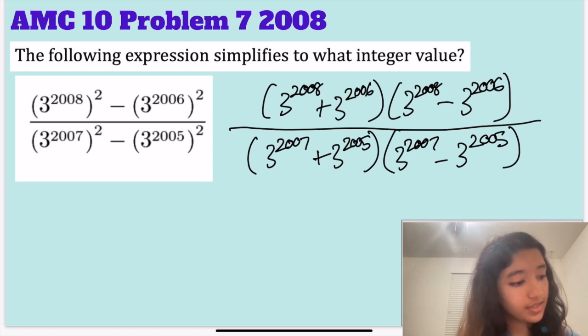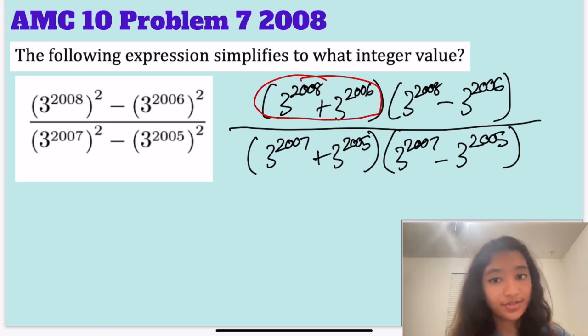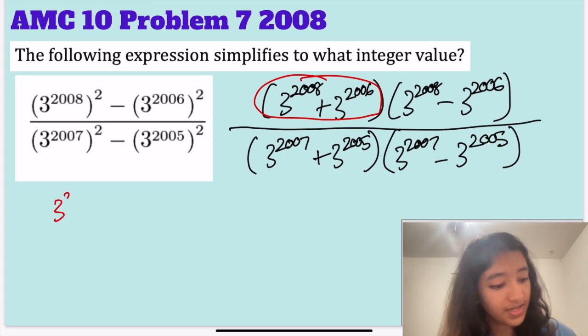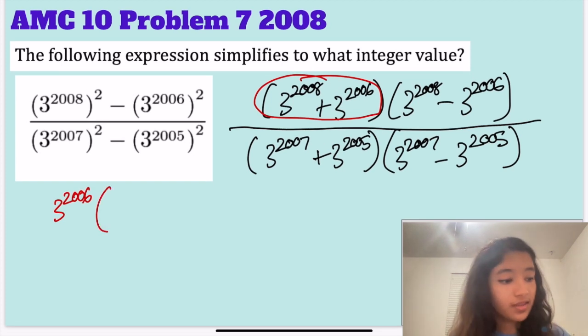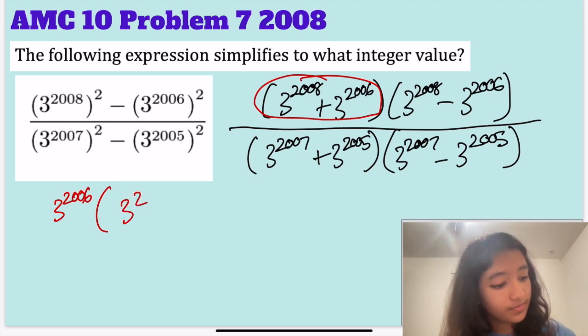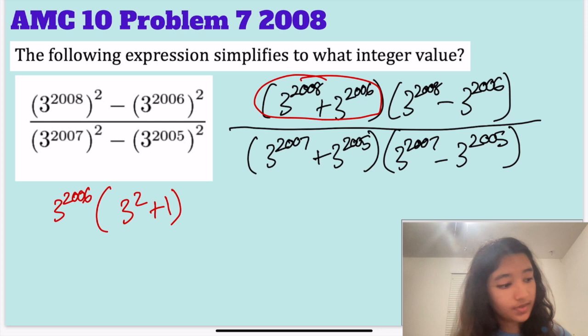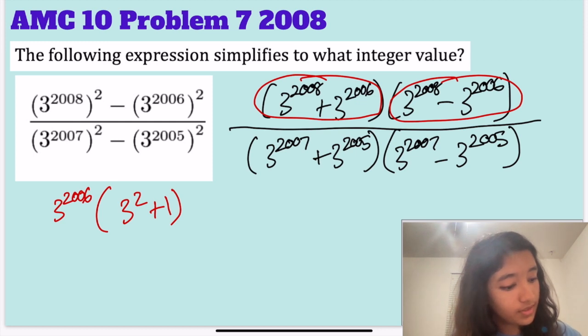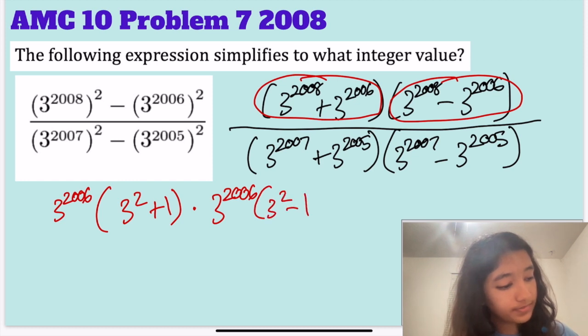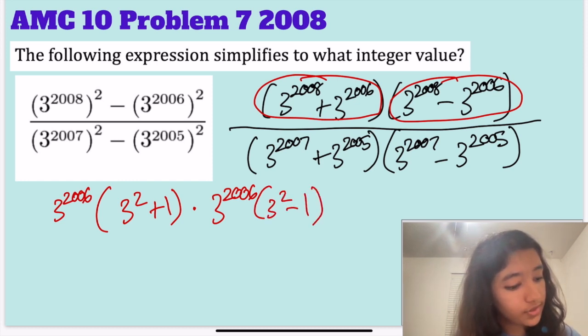So first, let's look at this term here, 3 to the 2008 plus 3 to the 2006. We can actually factor a 3 to the 2006 out of this term. So 3 to the 2008 divided by 3 to the 2006 is just 3 squared. That's plus 1. And then we can also factor out a 3 to the 2006 in the term on the right. So we have 3 to the 2006 times 3 squared minus 1 for our numerator.